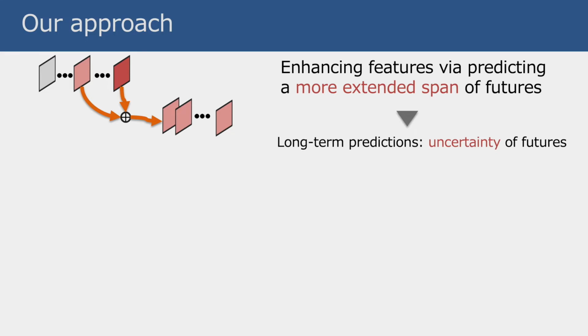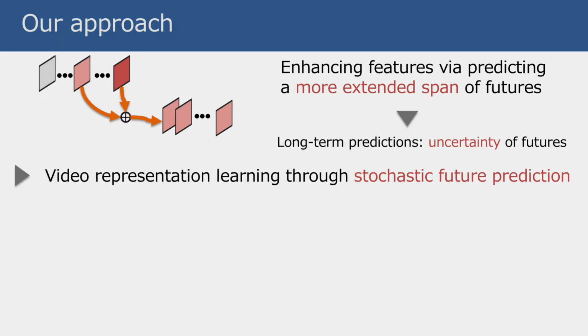A deterministic model outputs an average of futures. This is not a problem for short-term futures, but it is challenging to optimize for long-term prediction because it simultaneously depicts multiple possible futures. Therefore, we propose a method to obtain a video representation based on stochastic future prediction, to utilize long-term future forecasts and use them for object detection.